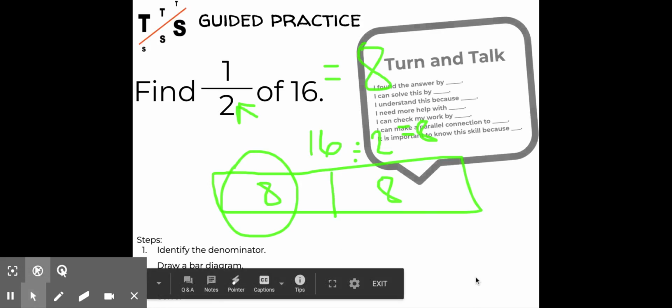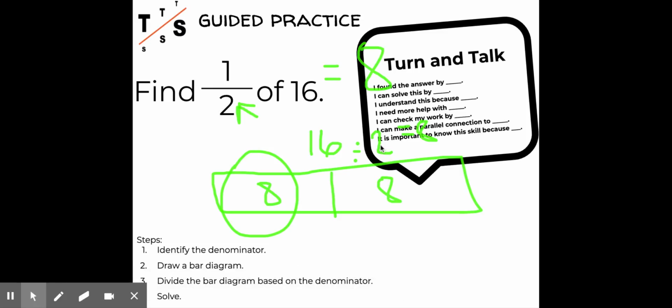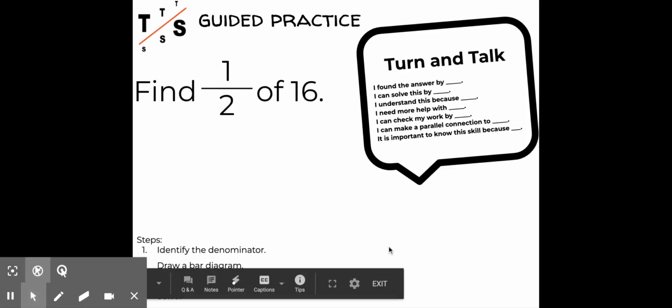Moving forward to talk this out, I would choose the bottom sentence here. It is important to know this skill because modeling can help us understand problems in the real world. I use my parents a lot for this type of example because they worked on remodeling a house for a long time, and they did have to find a lot of fractions of whole pieces to understand how many materials they would need during their remodel and things like that. So it is important to be able to visualize these types of problems, and that's why we have models.